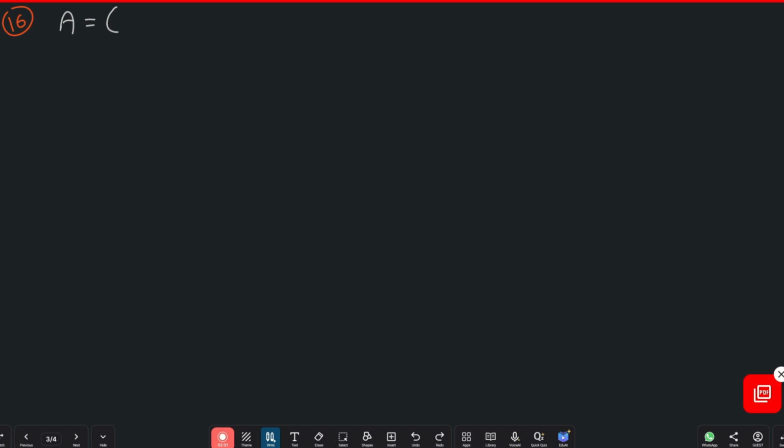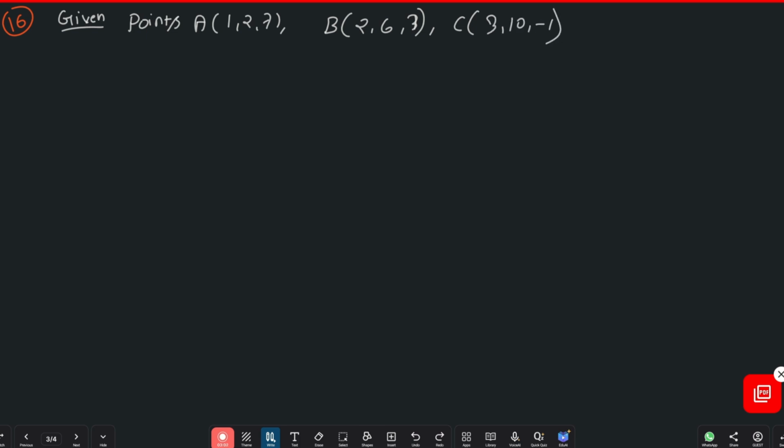Given points. A point is (1, 2, 7). And what is B point? (2, 6, 3). C point is (3, 10, minus 1). So we want to prove these are collinear points. So what will I do? Firstly, I will find AB vector, BC vector and AC vector.